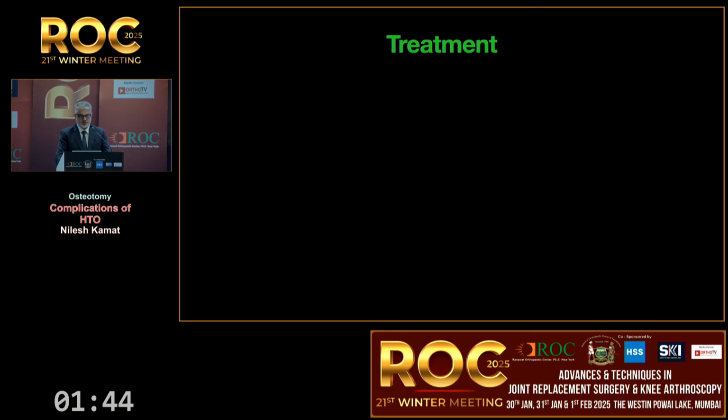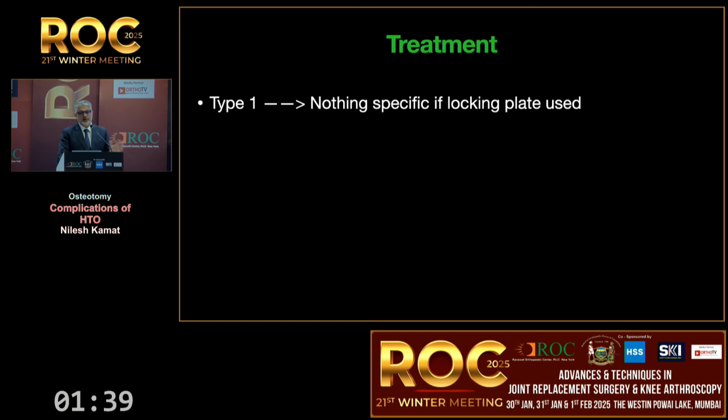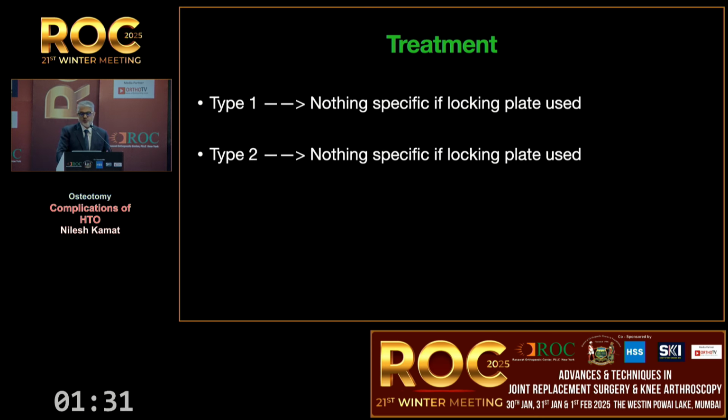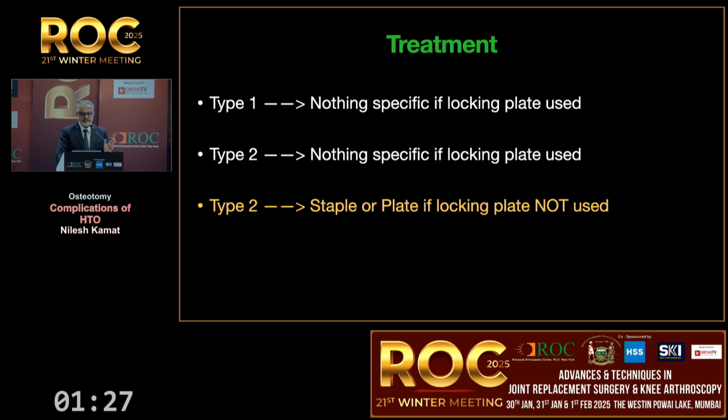using a hinge screw. If, God forbid, you have a fracture, in type 1, you really don't need to do anything, especially if a locking plate is used, because that acts like a fracture and you're stabilizing it. In type 2, again, if the locking plate is there, you're still good. But if it's a spacer plate, then you need to go on the lateral side and stabilize that either with a staple or with a plate.